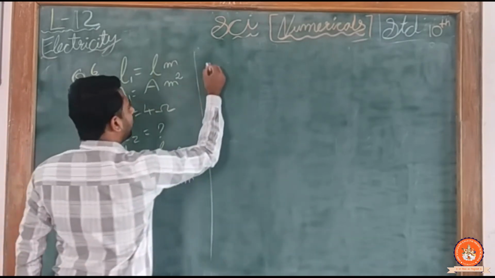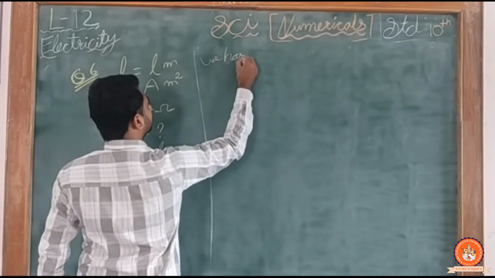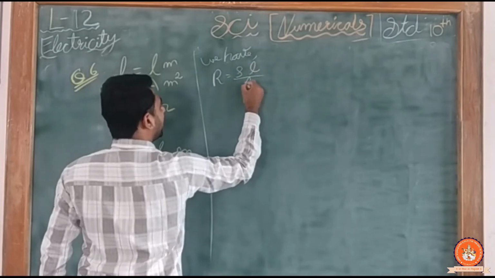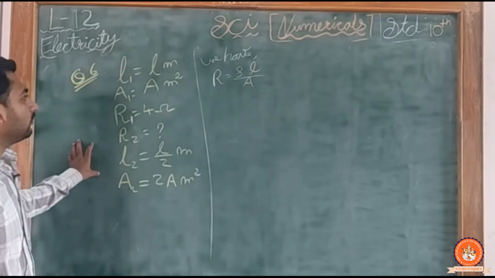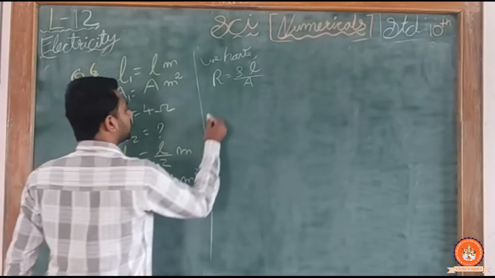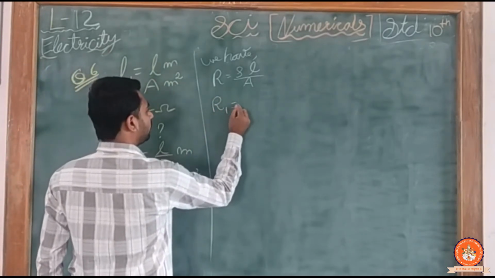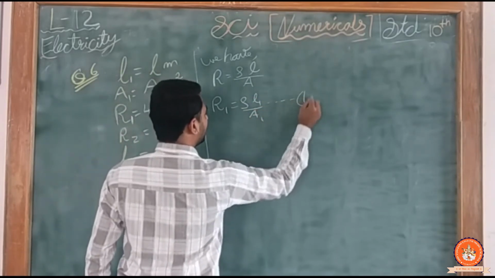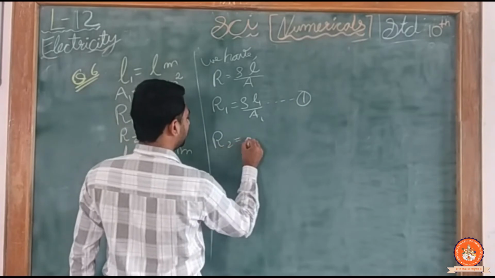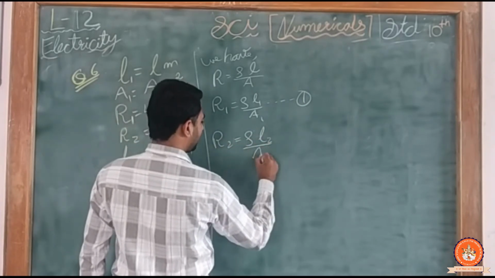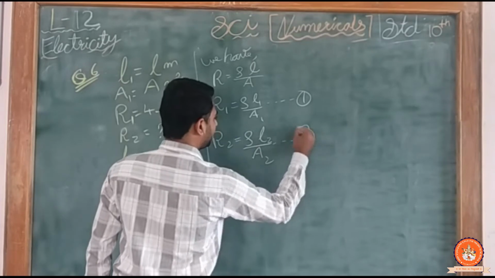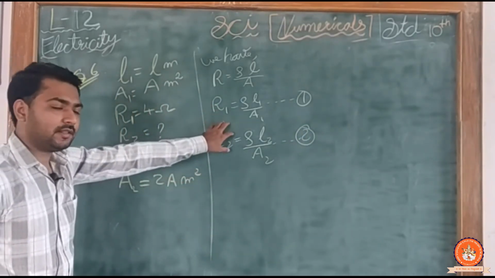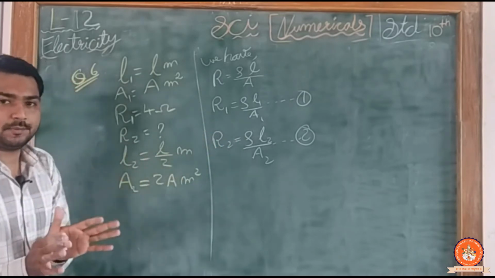See what we have. We have R is equal to rho L by A. Okay, so now we will place the value. So R1 is equal to rho L1 by A1. This is my equation 1. And R2 is equal to rho L2 by A2. Clear? मैंने क्या किया, R1 का R1 डाल दिया और R2 के लिए नया इक्वेशन बना लिया. I had prepared two equations.